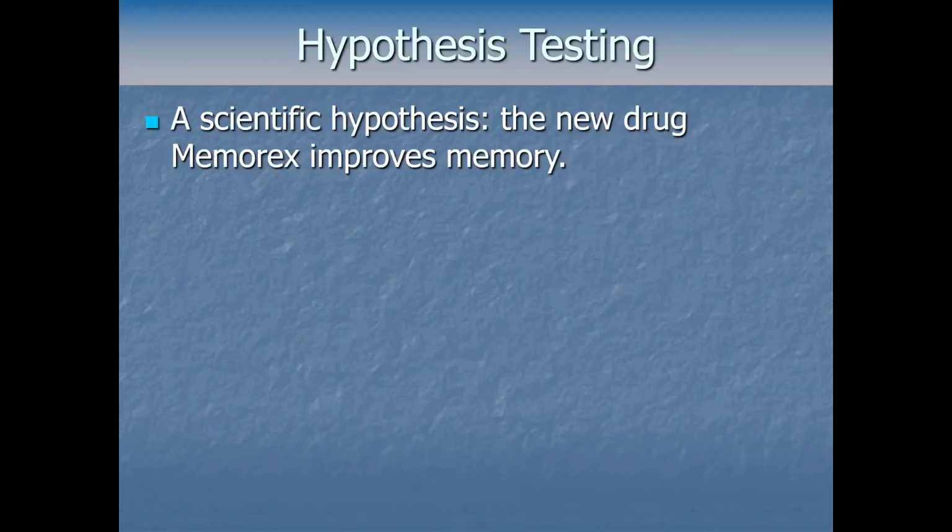Imagine I've got a scientific hypothesis. Let's say I work for a pharmaceutical company and I think my new drug Memorex is going to work to improve memory. So I think it has an effect. I'm going to give Memorex to some randomly selected people and measure their memory afterward. But in order to know if it works, I might want to compare them to the general population of people that I randomly selected them from.